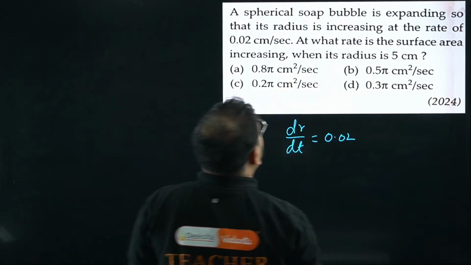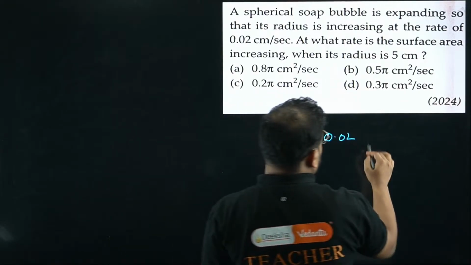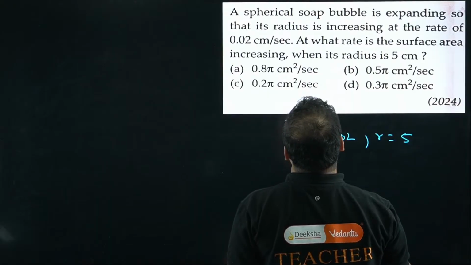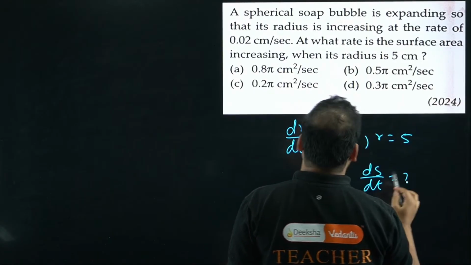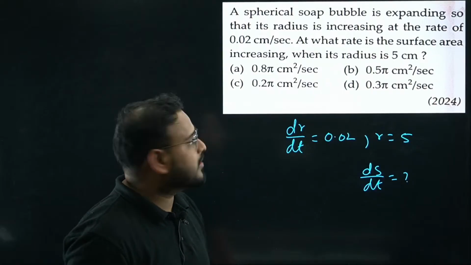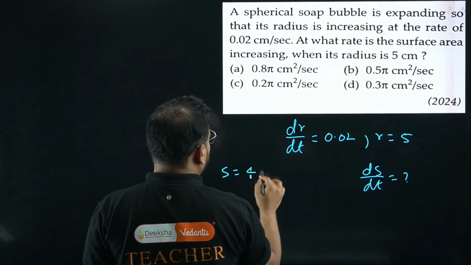0.02. At what rate is the surface area increasing? Radius is given as 5. They're asking us what is ds by dt. It's a bubble, it means it's going to be spherical only. Of course, they've given spherical already. So we'll have S value as 4 pi r square.